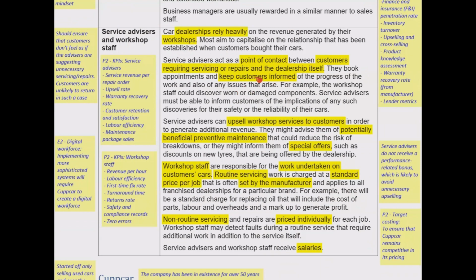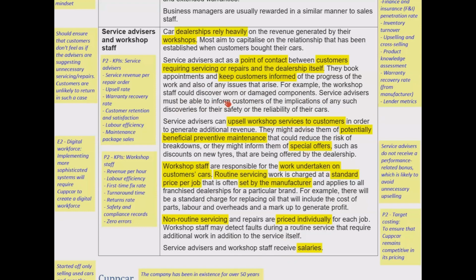They'll keep you informed of the progress. They could upsell as well, because they could suggest to the customer any kind of things that perhaps they would like to buy that could actually help them to prevent future repairs. So they are able to upsell workshop services. But note at the bottom, they only receive salaries in general.